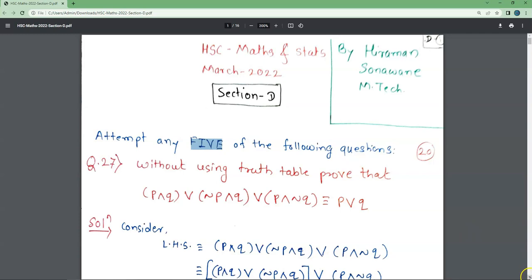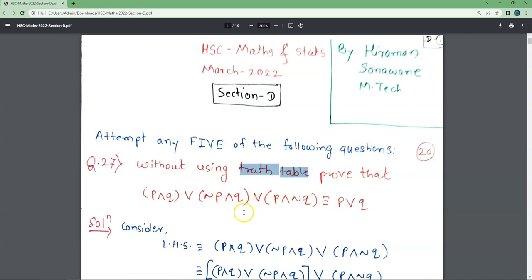Now let's look at the first question of section D. This is question number 27 in the question paper. It says without using the truth table, प्रूव्ह that P and Q or negation of P and Q or P and negation of Q is equivalent to P or Q. आता जर आपल्याला ट्रूथ टेबलचा वापर करायचा नाहीये, त्याचा अर्थ काय?